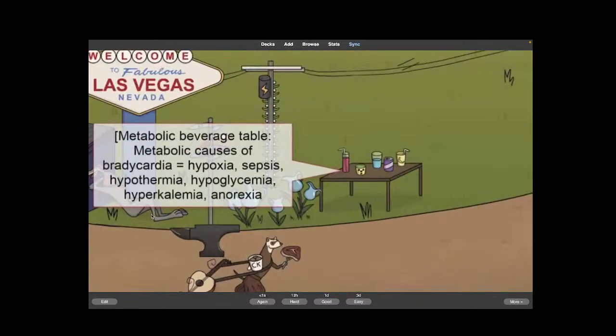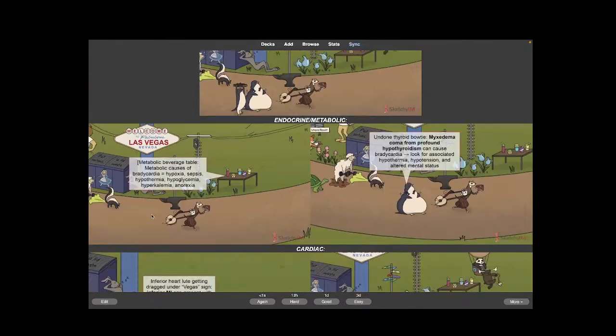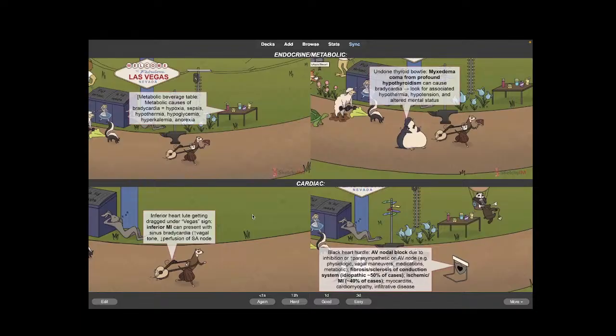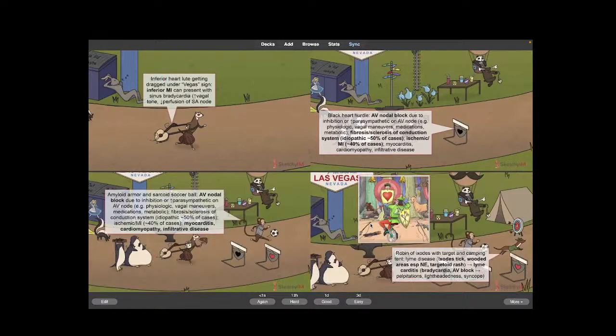What is this? Radiation. Okay, so hypoxia, hypothermia, anorexia. Well, that's so difficult. You have mixed metabolic, coma, inferior myo, heart block. So what is inferior myo? Okay. AV nodal block. What is this guy?